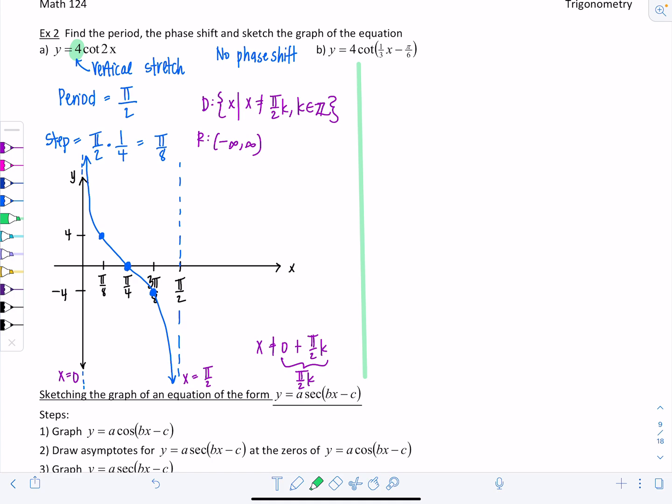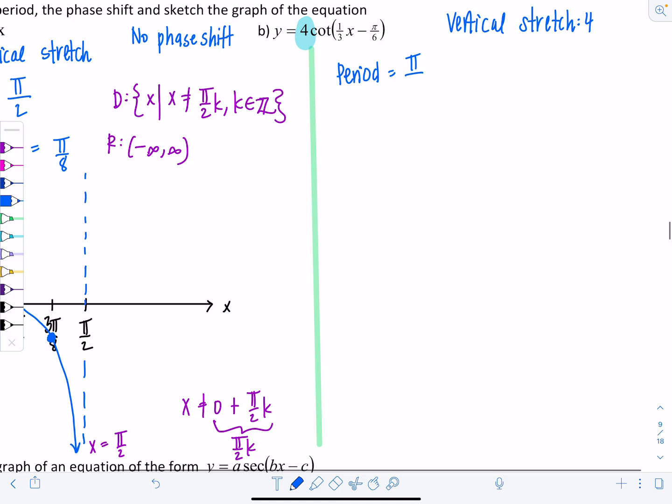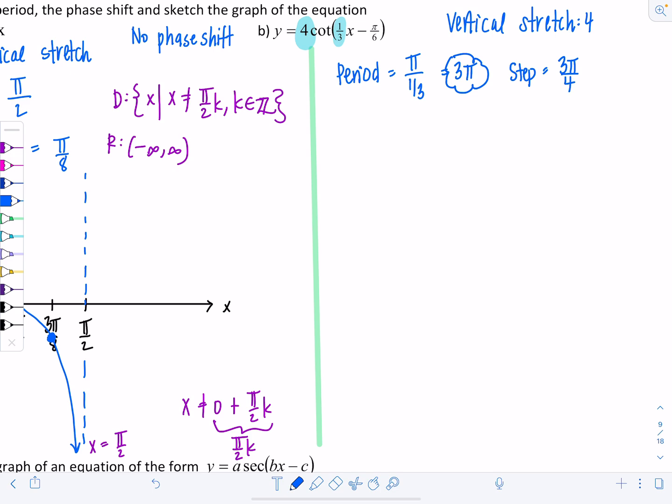So we've got here 4 cotangent of 1/3 x minus pi over 6. Again, another vertical stretch. I'm just going to write it off to the side. So we've got a vertical stretch of 4. What's the new period? The period is going to be pi divided by b. Can you see what the value of b is here? b is 1/3. So if you have pi divided by 1/3, that becomes 3 pi. That's the period. Okay, lovely. The step is the period divided by 4, so the step is going to be 3 pi over 4.